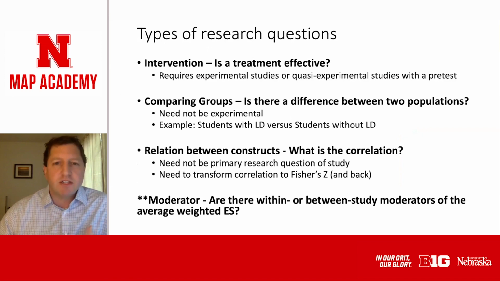My recommendation is always with quasi-experimental studies that you have to have a pretest that you can control for, because there may be pretest differences between the groups just based on the fact that it's a quasi-experiment, and you really need to control for those. Otherwise, you're biasing your analysis.